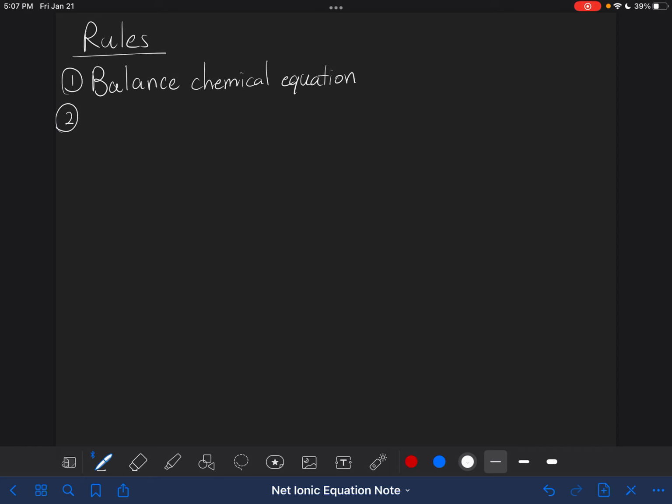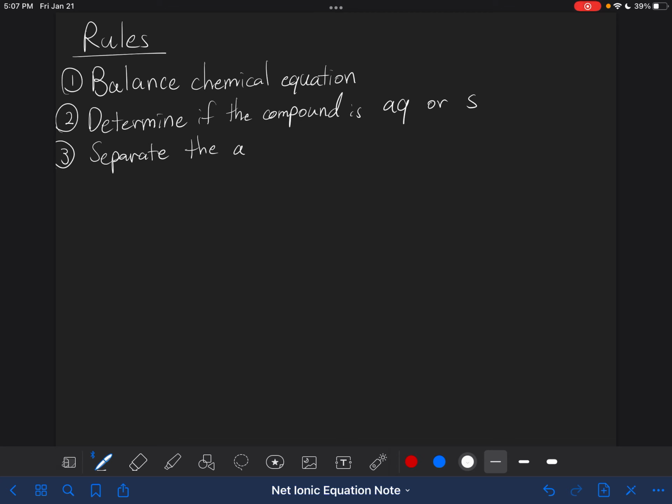Number 2 is determine if the compound is either aqueous or solid. Number 3, separate the AQs. Just the AQs, not solid, but AQs.